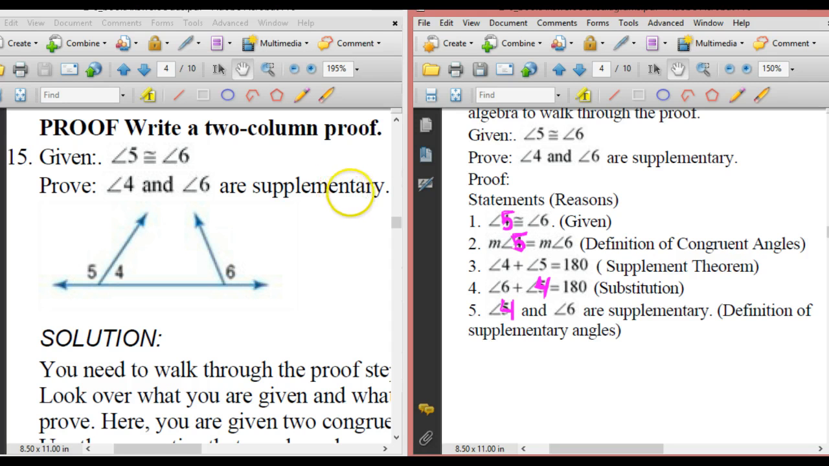So angle 6 plus angle 4 is 180. And if they add up to 180, then we get to say that they're supplementary. So angle 4 and angle 6 are supplementary. And the reason for this is because they add up to 180, which is the definition of supplementary angles. If you look up the definition of supplementary angles, it says two angles that have a sum of 180 degrees. So if you can show that in your proof, then you can state that two angles are supplementary by that definition.